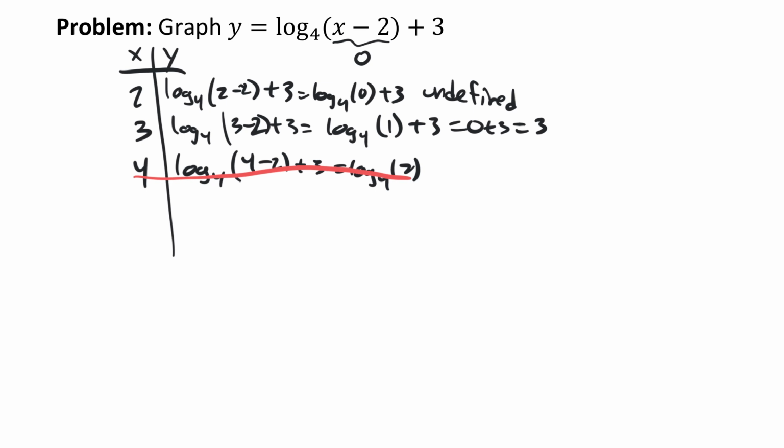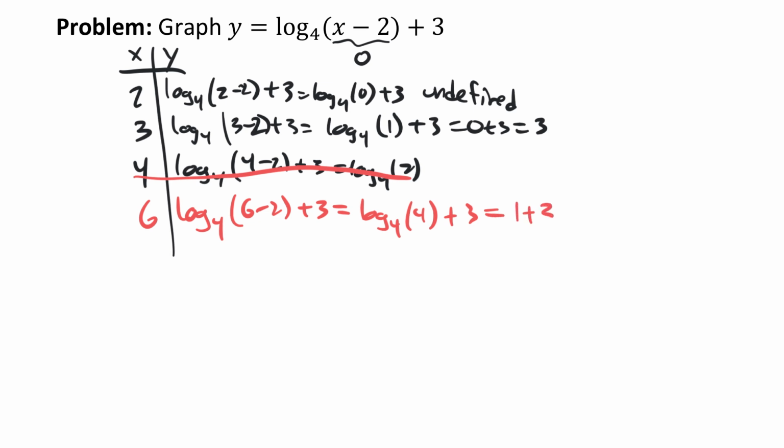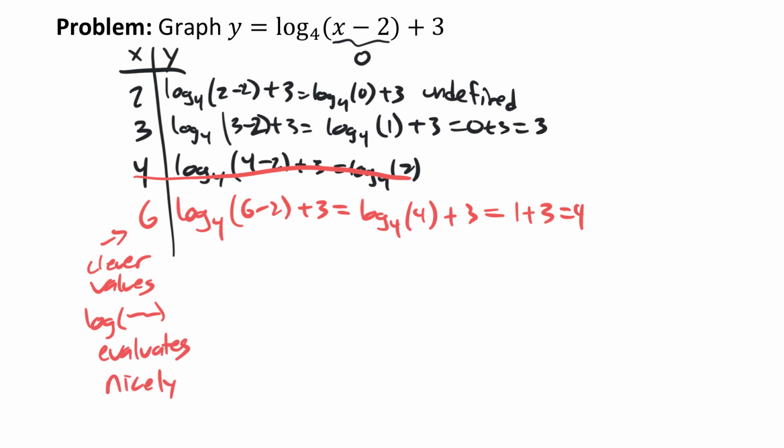Let's try maybe 6. Log base 4 of 6 minus 2 plus 3. That'll be log base 4 of 4. Log base 4 of 4 is 1. 1 plus 3 is 4. Again, you need to pick clever values so that the log of whatever evaluates nicely. And by nicely, I mean whole number.